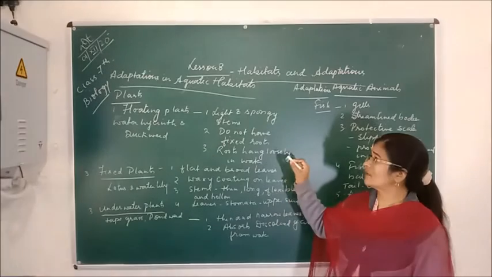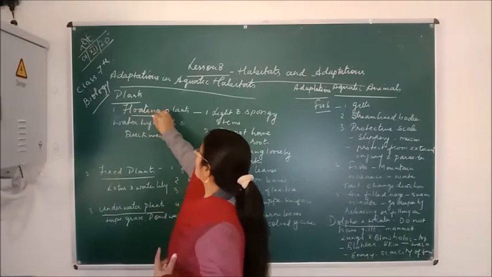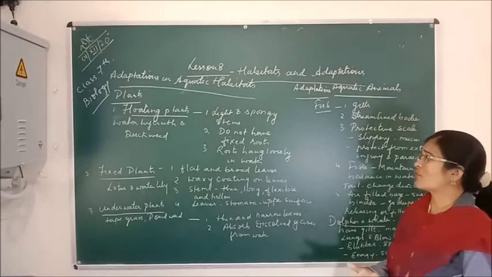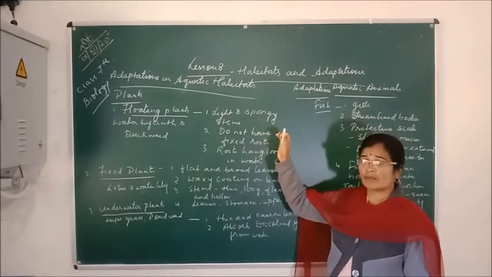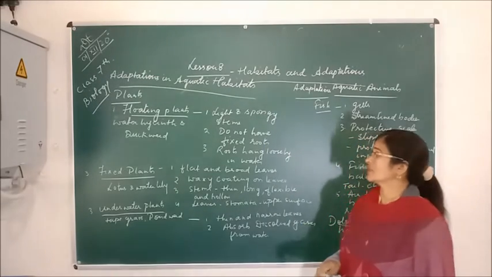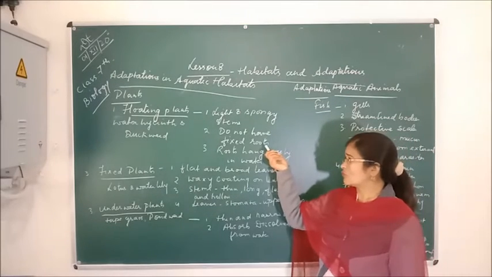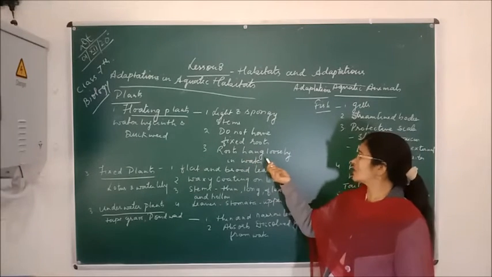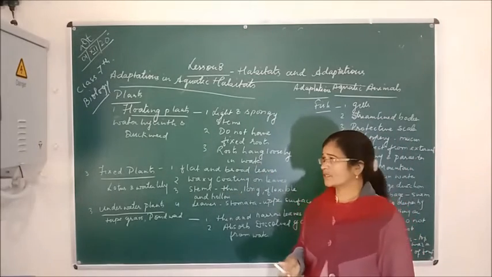Now let's look at what the characteristic features of these plants are. First, floating plants; we will study how their body parts are adapted. First of all, they have a light and spongy stem. Because their body is light and spongy, they can float easily on the surface of the water. They do not have a fixed root. If they were fixed, they would not be able to float. So they do not have a fixed root, so that they can easily float on the surface, and their roots hang loosely in water.